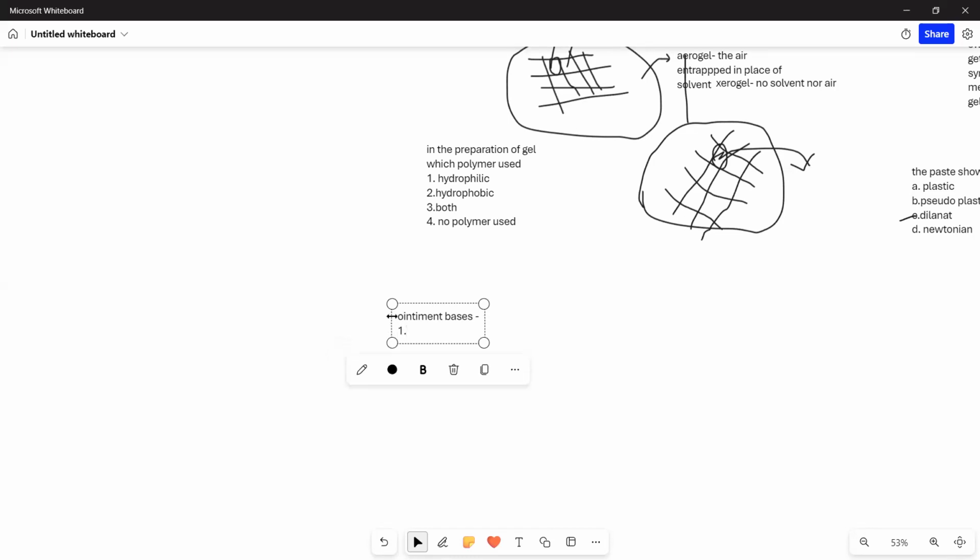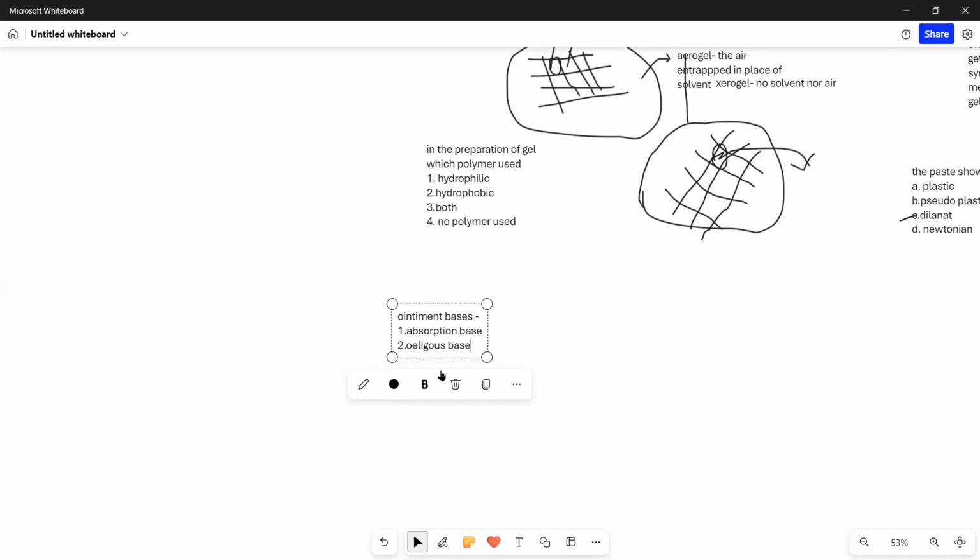Tell me. What are the different bases? Great. Okay, absorption base. Next, oleaginous base. Great, great. I think you guys are able to recall everything. Oleaginous base. Water washable. Great. Water removable. And then emulsion base. Great. So let us have a discussion regarding each and everything.